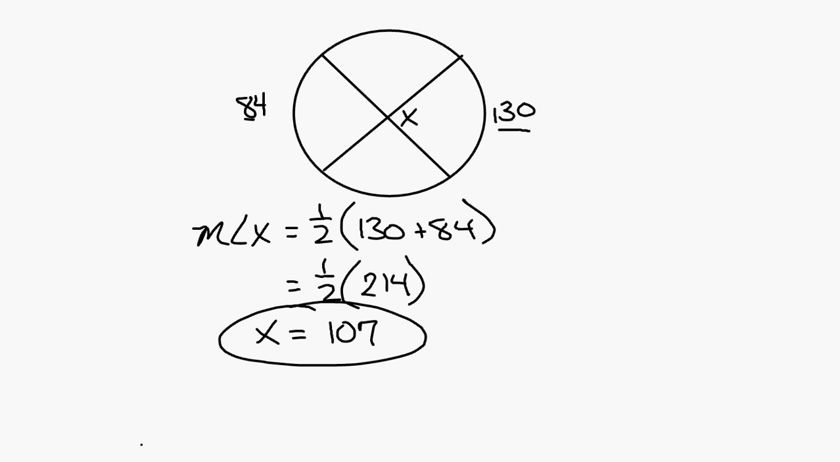Does everybody see that? Alright. Let's look at that second example. Again, you got two chords intersecting. Now, here's where you got to be careful. In this problem, you have to notice where the X is. The arcs that I'm squiggly lining right here, those are the intercepted arcs for angle X.